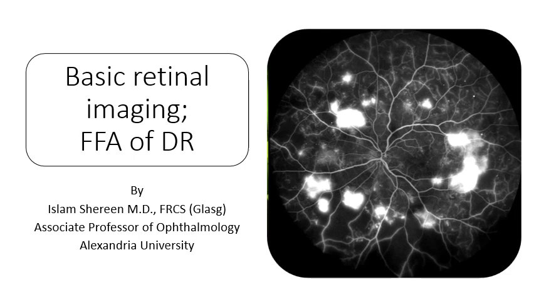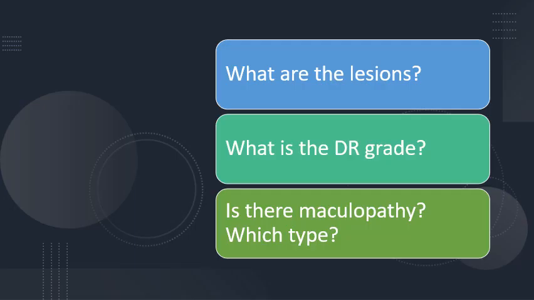Hello. Today we will discuss basic retinal imaging, and we will try to cover the findings of the fundus fluorescein angiography in diabetic retinopathy. I'll divide the lecture into three parts. The first is what lesions can be seen in fluorescein angiography in a diabetic patient. The second is what the diabetic retinopathy grade is, and the third is whether there is any maculopathy and which type.